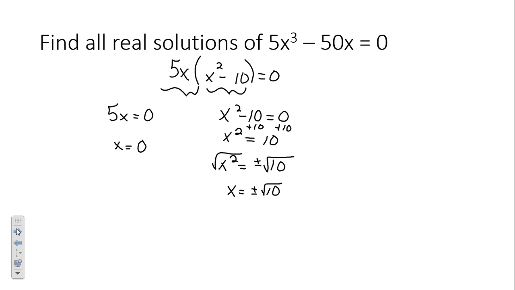Do we know exactly what the square root of 10 is as a number? No. It's somewhere between 9 and 16, so somewhere between 3 and 4 when we take the square root. Closer to 3 than 4. So you leave it like that. And if we graphed it, we'd graph somewhere between 3 and 4, and negative 3 and 4 as a point. Okay.